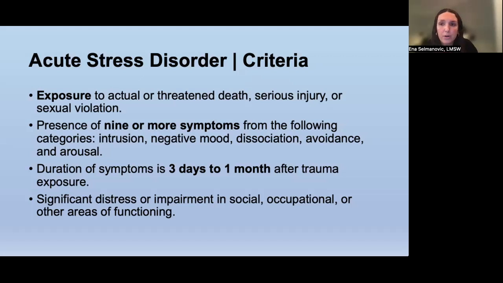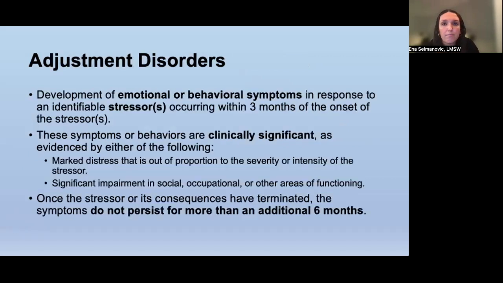Okay, another disorder in this section is, and I'm kind of in this order, it's like PTSD is the most severe, then acute stress disorder, and then adjustment disorder is, in a simplified way, less severe. So adjustment disorder criteria is the development of emotional or behavioral symptoms in response to an identifiable stressor, or stressors, plural, occurring within 3 months of the onset of these stressors.